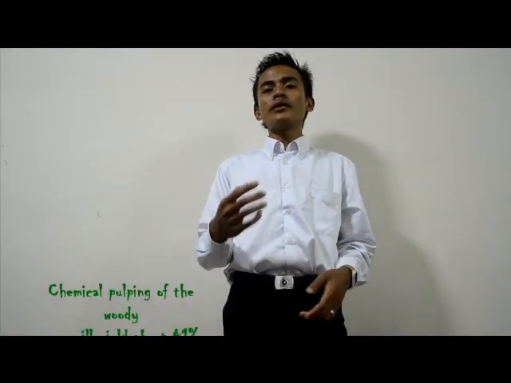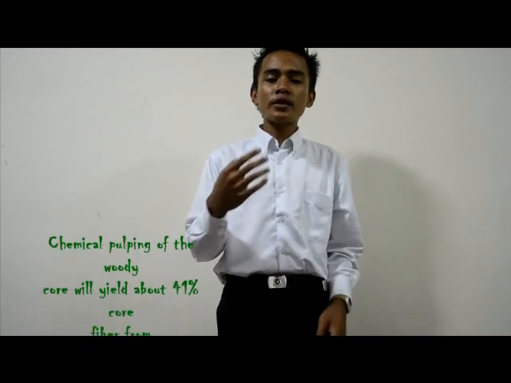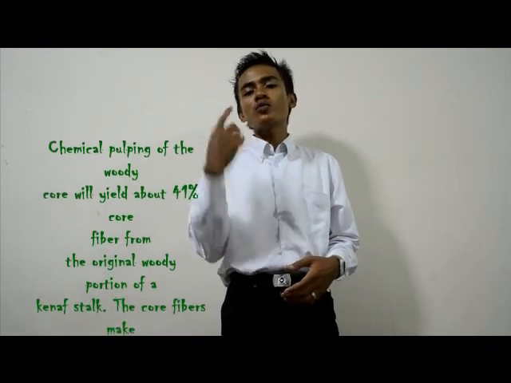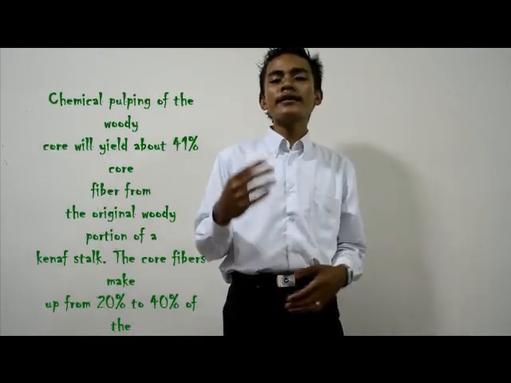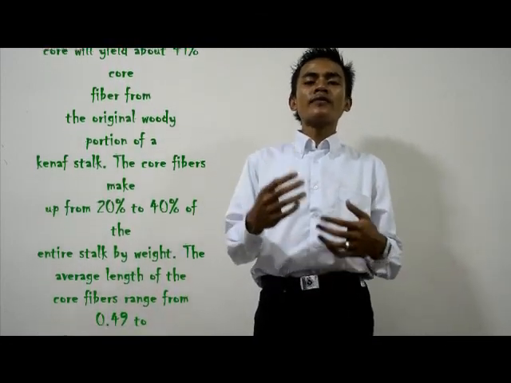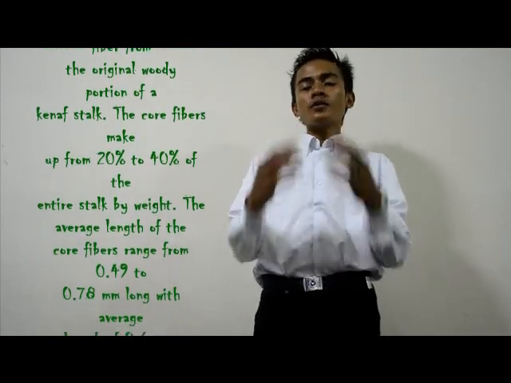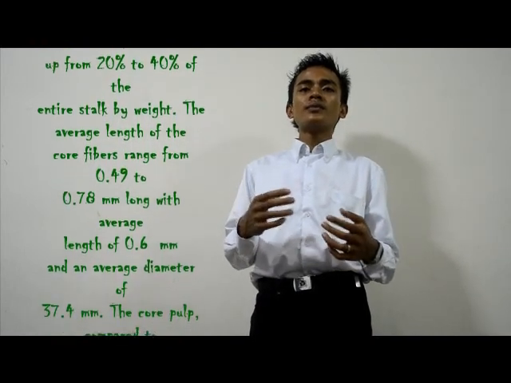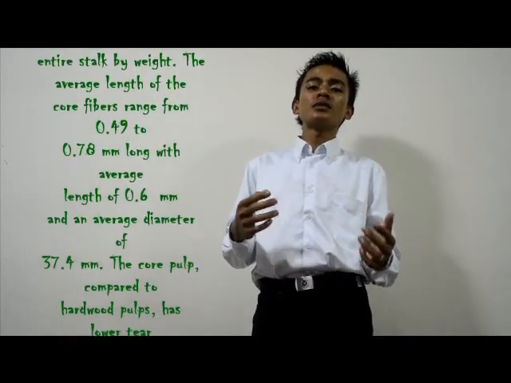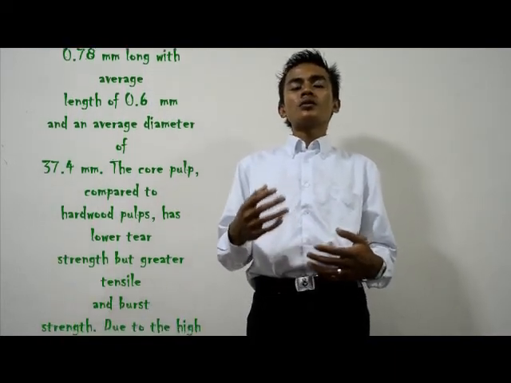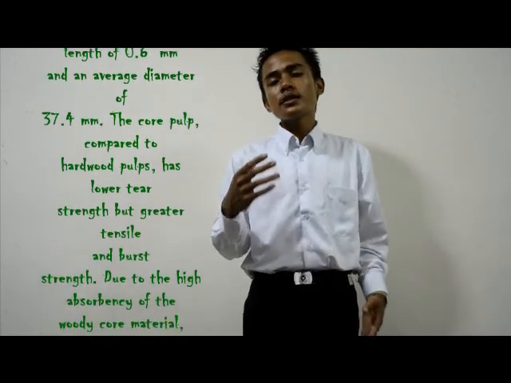For the core, chemical pulping of the woody core will yield about 41% fiber from the original woody portion of a kenaf stalk. The core fiber makes up from 20 to 40% of the entire stalk by weight. The average length of the core fiber ranges from 0.49 to 0.78 mm, with an average length of 0.6 mm and average diameter of 57.4. The core pulp, compared to hardwood pulps, has a lower shear strength, but a greater tensile and burst strength.